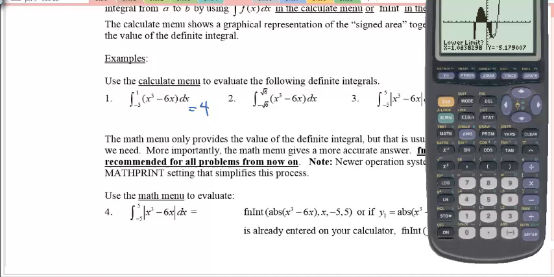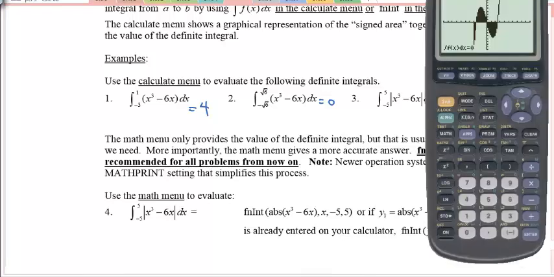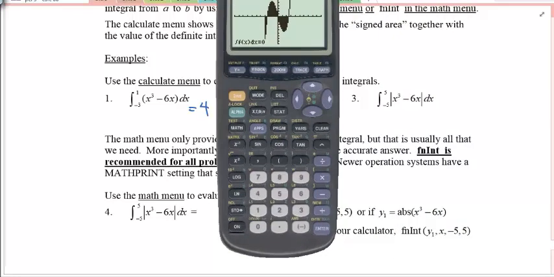Choose number 7 again. -√6, lower limit, √6, upper limit, integral 0. And finally, try the last one on your own. Absolute value this time. So go math, number, choose 1, absolute value of x cubed minus 6x.